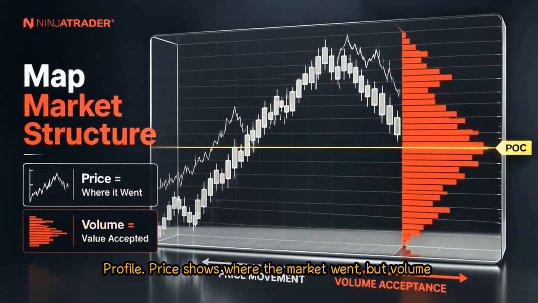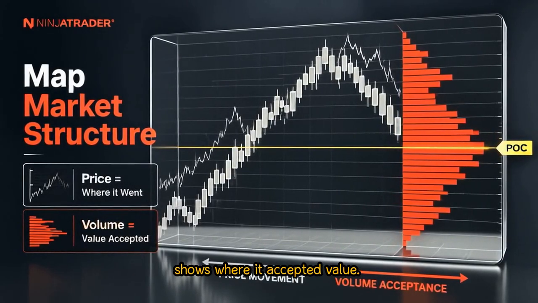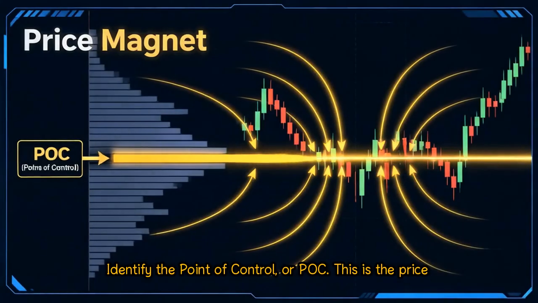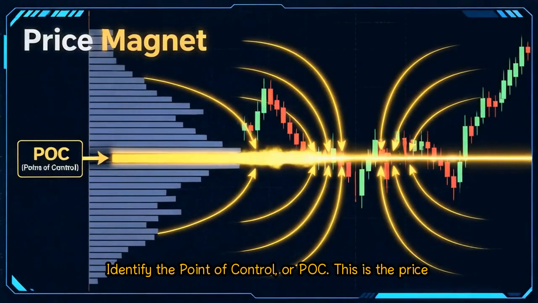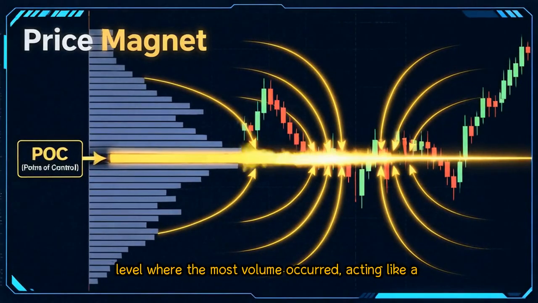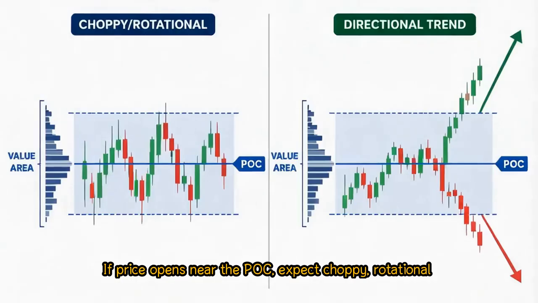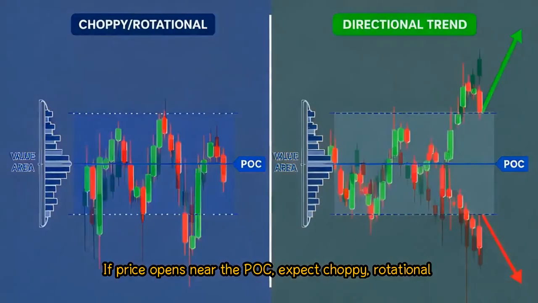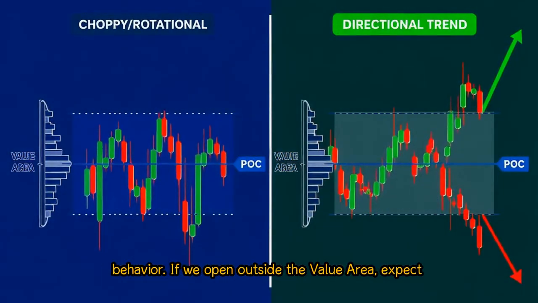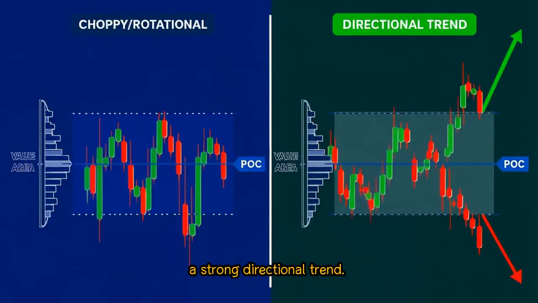Price shows where the market went, but volume shows where it accepted value. Identify the point of control, or POC. This is the price level where the most volume occurred, acting like a magnet for price. If price opens near the POC, expect choppy rotational behavior. If we open outside the value area, expect a strong directional trend.